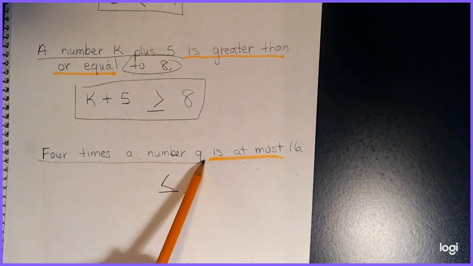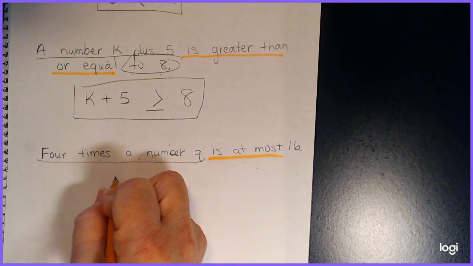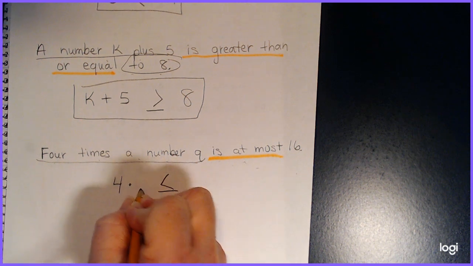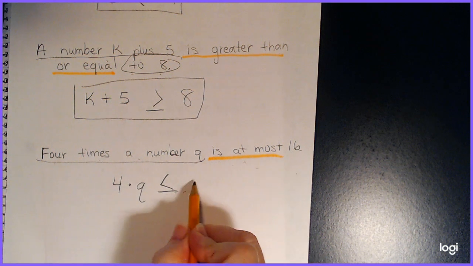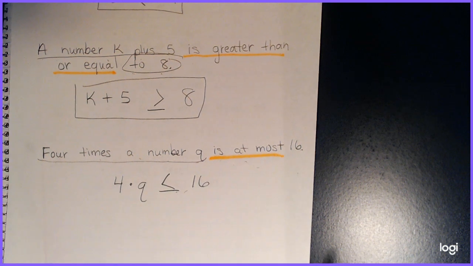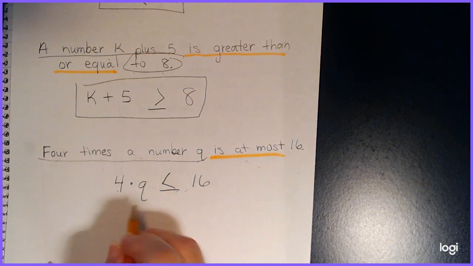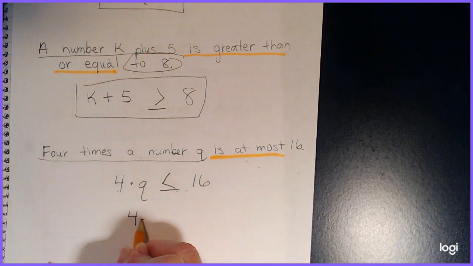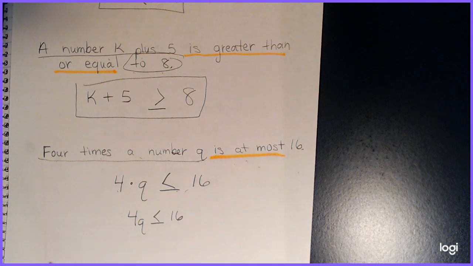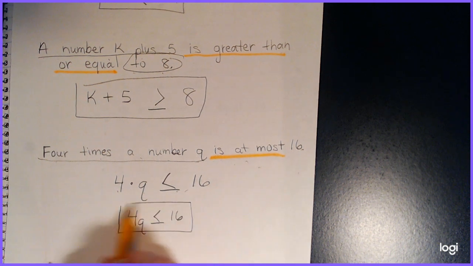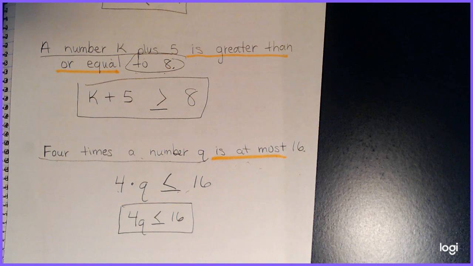4 times a number q. Well, that would be like this: 4 times a number q is at most 16. Now, some of us already know that 4 times q could also be written like this, touching. And so this could be our final inequality.